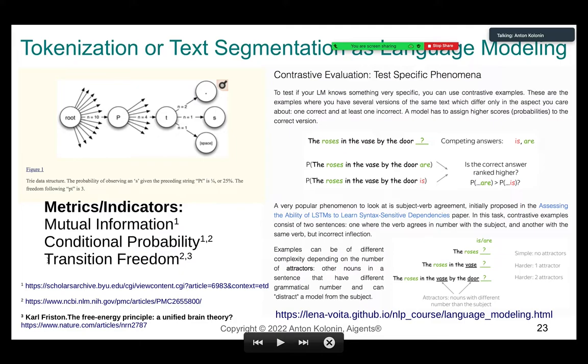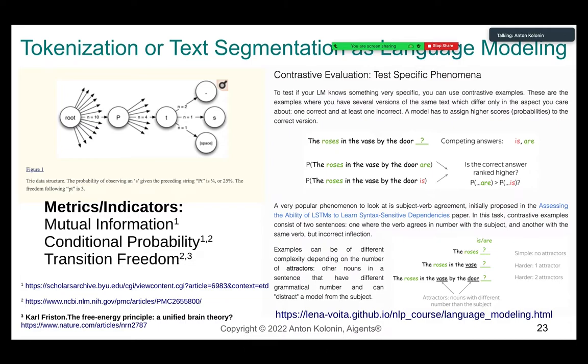Jumping ahead, the results that we obtained with transition freedom were superior over everything else, including mutual information and conditional probabilities. Trying to aggregate or tokenize the words based on the mutual information of symbols was providing just disastrous results, so we didn't use mutual information in a grid search of the hyperparameters. What we tried was conditional probability with different n of n-grams for n-gram to n-gram transition, and we used the transition freedoms for n-gram to n-gram transitions.